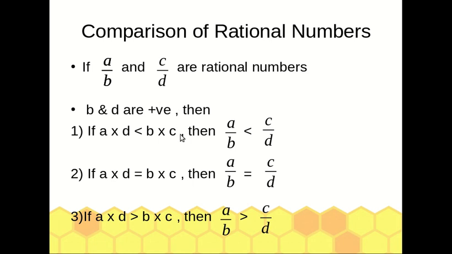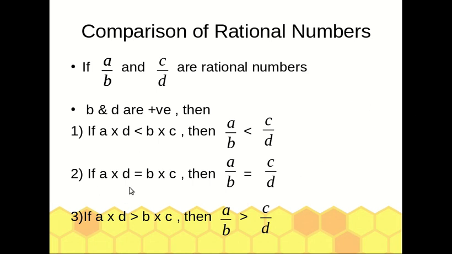At that time we have to do cross multiplication, means A into D, and again we are doing multiplication of the cross numbers like B and C. If this cross multiplication, A into D, is less than B into C, then this left side number A upon B is less than this right side number C upon D. If this multiplication is less, then this rational number is less. Okay, this is the first rule.